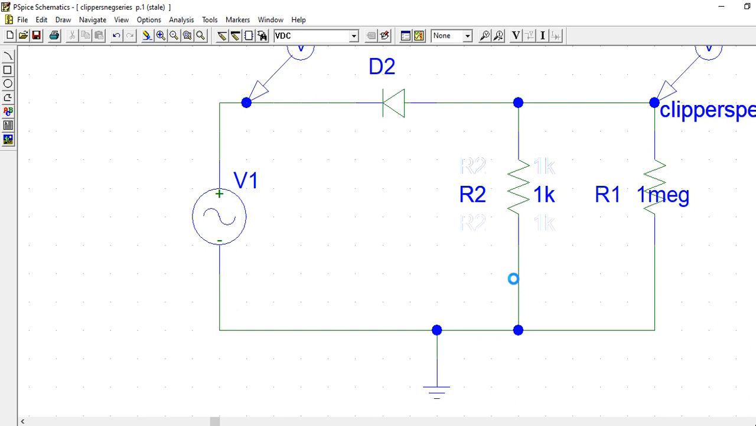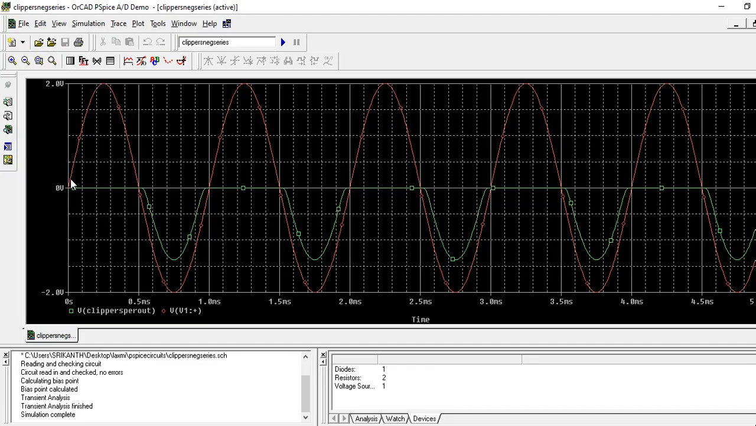This is also a positive clipper. See here, during the entire positive cycle the diode will not conduct because it is in series. When the input crosses this level, then the diode will become on. When it is on, it will start to conduct. So it is clipping the entire positive.